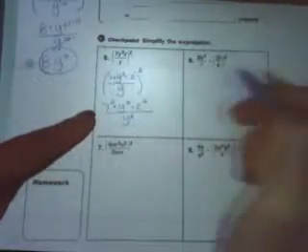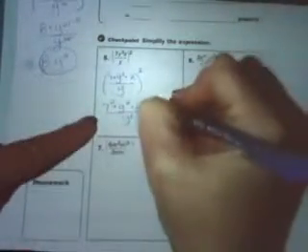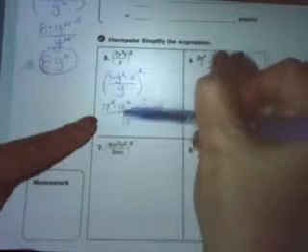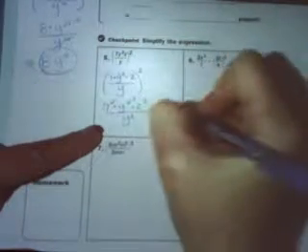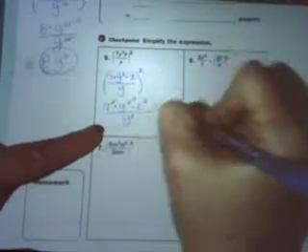So am I simplifying yet? No, what is 7 squared? 7 squared, I'm going to get 49. Here I'm dividing like bases, so I know I'm going to subtract the exponent, so that's going to leave me with y to the 4th and then z squared. We are now simplified.